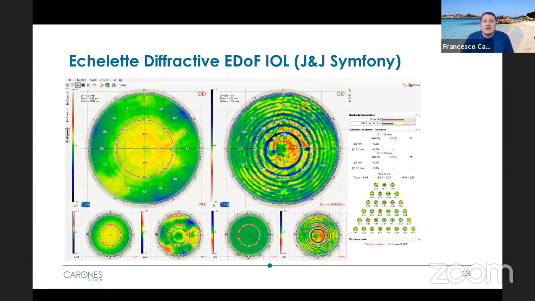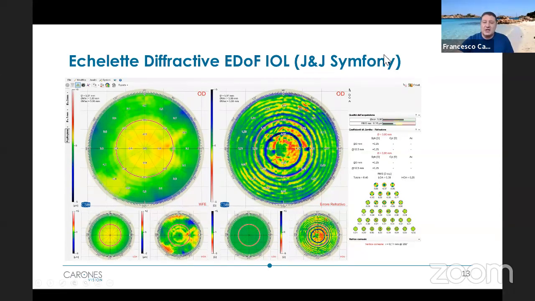Here is an extended depth of focus diffractive echelette IOL. And what do we see here? We see not just colors going to red to improve intermediate. What we see here is colors going from hyperopic to myopic. So what's that? That's the most interesting part of this kind of analysis, I guess.